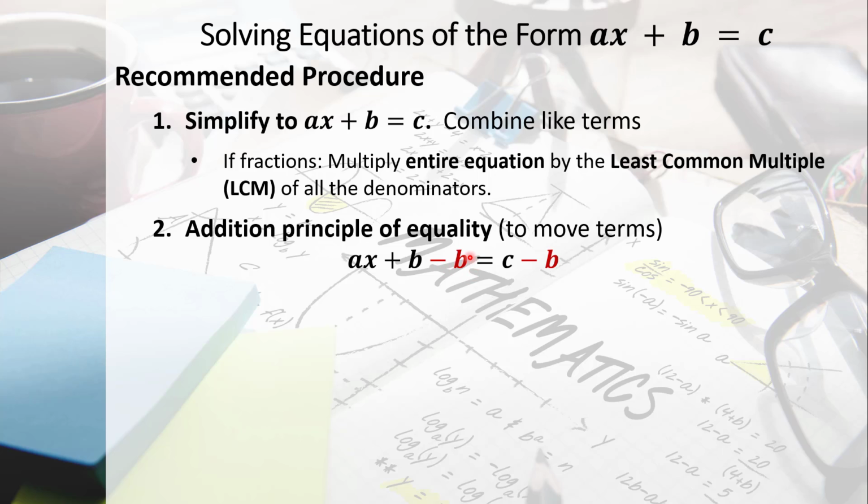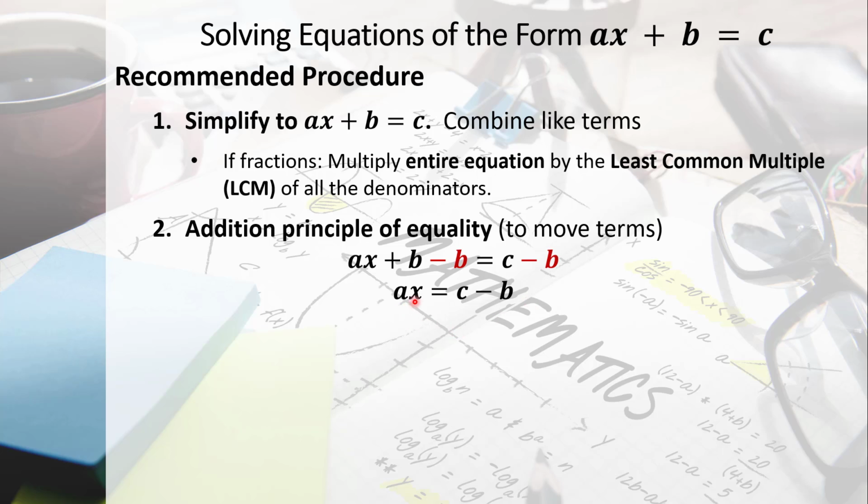Well, if we're subtracting b here, we've got to subtract b here as well. And if we do, this is what we're going to have. We are going to have ax is equal to c minus b, whatever c and b happen to be. That was kind of poetic, if you ask me. Okay, so there we are.